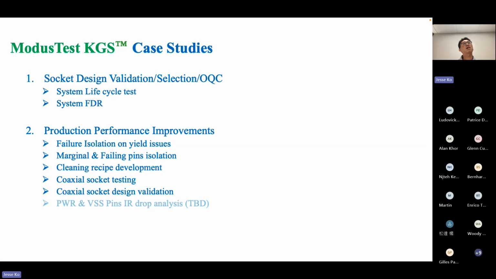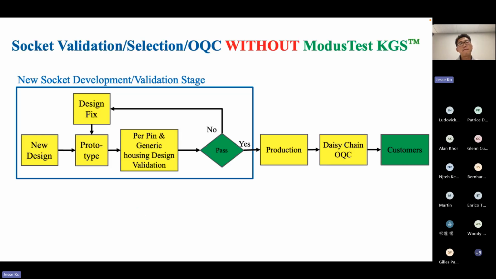Okay, so let's start with socket design validation. This is a typical socket validation, selection, and outgoing quality check process flow for most socket suppliers, especially the ones who do not have ModusTest KGS. When they develop a new socket, they go through characterization using per pin analysis and some kind of generic housing design validation. If it passes, it goes to production, and a lot of socket suppliers perform daisy chain outgoing quality check before they send out the sockets to their customers.